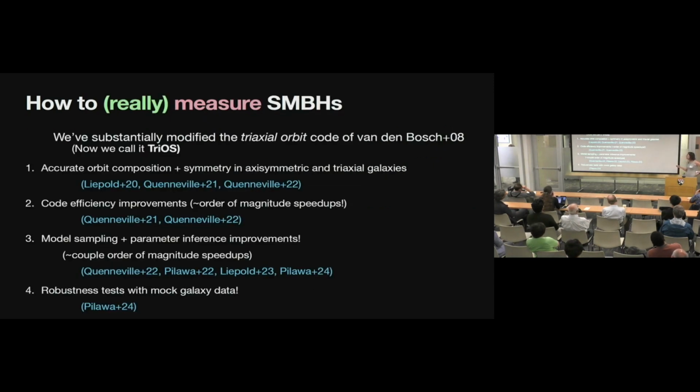So our group has done a lot of work to improve this technique, which I'll just flash up here. I don't have a lot of time to discuss it. Just this past month, we put out a paper led by Jacob Plawa that was doing robustness tests with mock galaxy data. Basically, if we feed in data with a known set of parameters, we get those parameters back, which is a great validation of our technique.